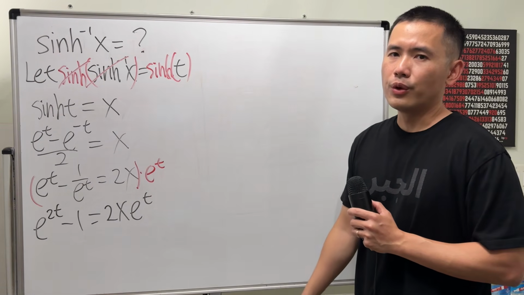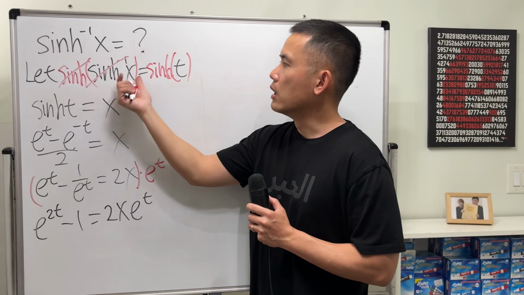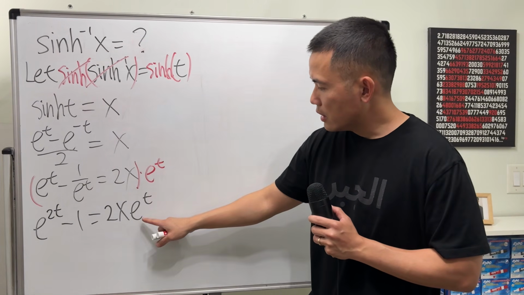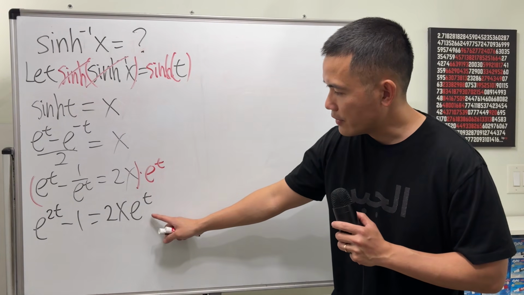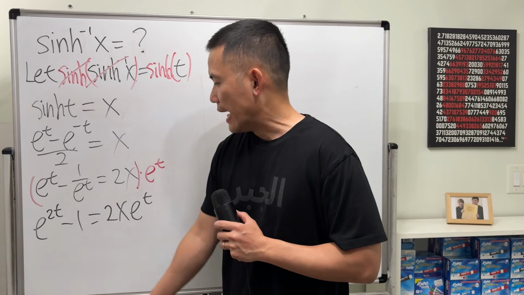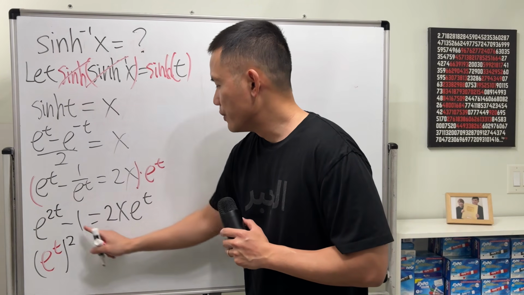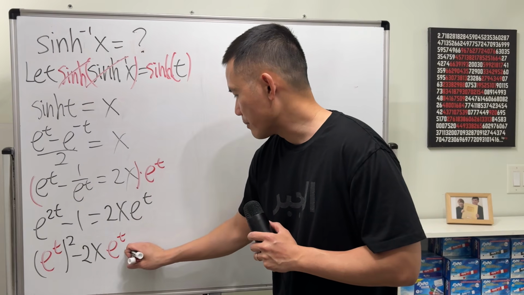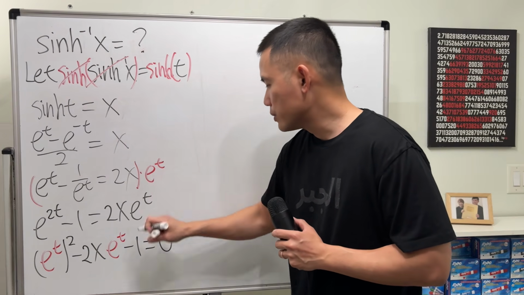And now, how do we continue though? Remember, our goal is to get t by itself because t is our expression for the inverse hyperbolic sine function. And t is here and here. And notice, e to the 2t is really just e to the t squared. So in fact, we have an equation, it's quadratic, but in terms of e to the t. So I'm going to move this to the other side and write this as e to the t squared, minus 2x times e to the t, minus 1, equals 0.